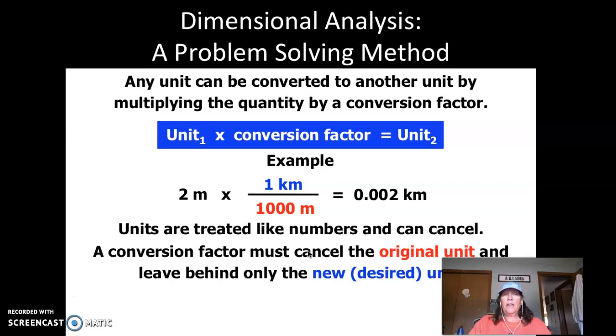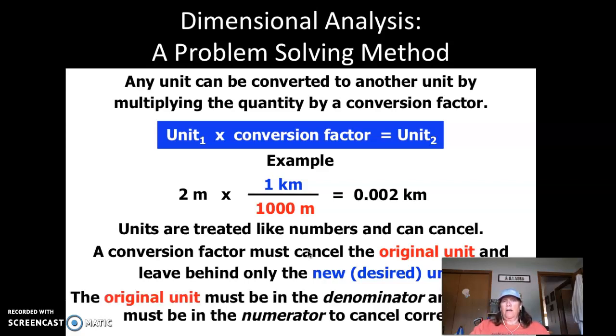Okay, so units are treated like numbers and they cancel. And again, that's what I was talking about. I want to get rid of the meters, so I want to make sure meters is on the bottom. They cancel each other out. I do not want to multiply them because I don't want meters squared. I want to know how many kilometers there are in 2 meters. So that's how I do it that way.